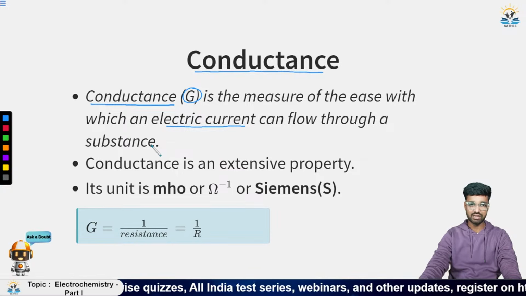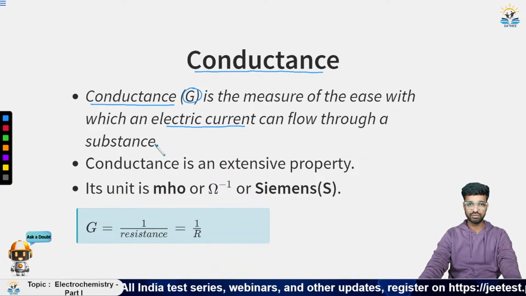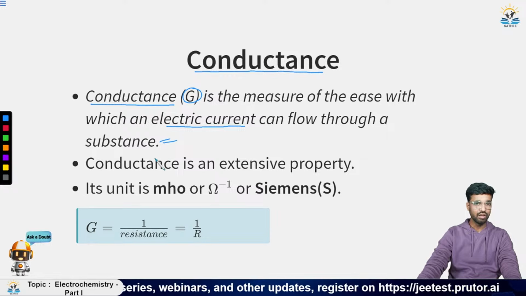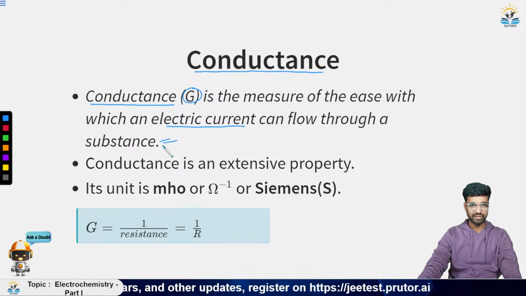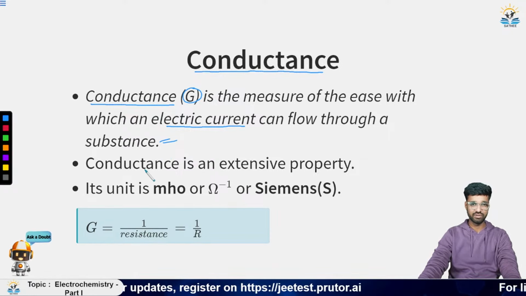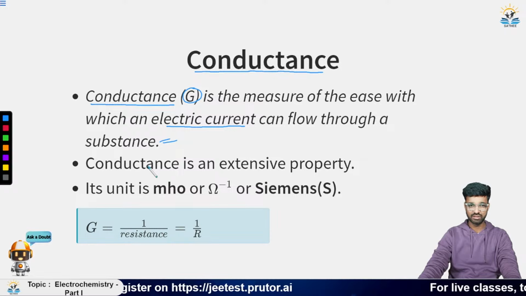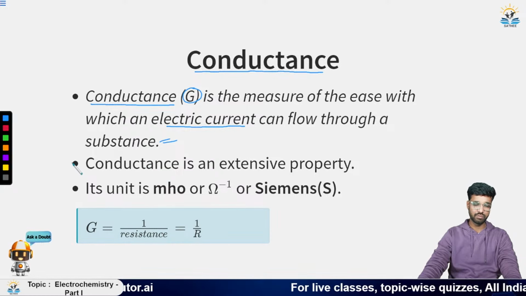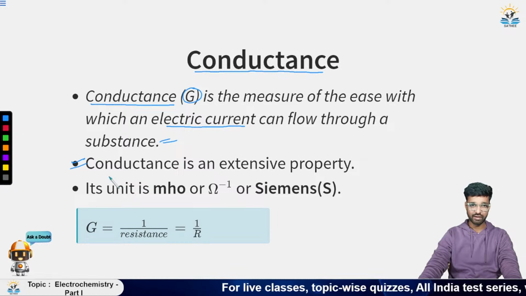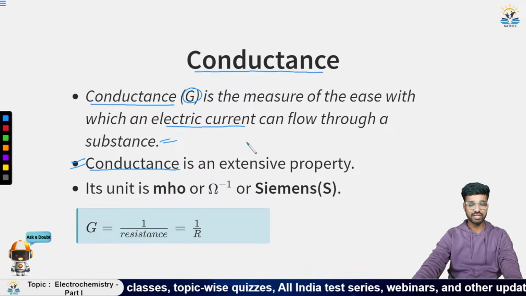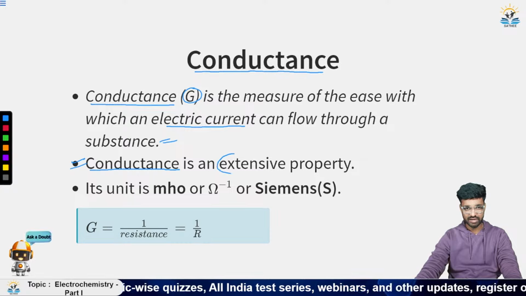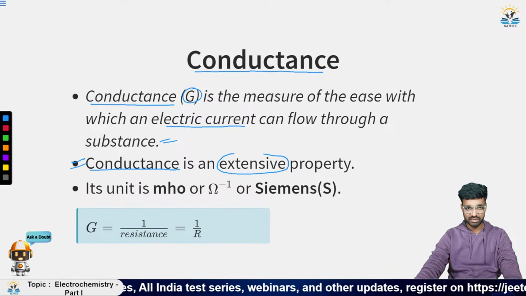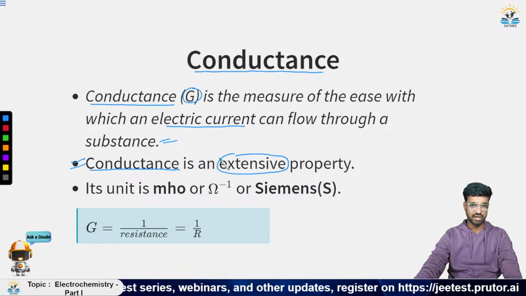Same thing, it is the ease with which an electric current can flow through a substance. Going to the definition part, it is not important for the numericals. Most of the questions are asked from this formula, so you must concentrate on the formula more. Now, the next and the most important property is that conductance is an extensive property, which means that if you change the concentration, it will change the conductance.